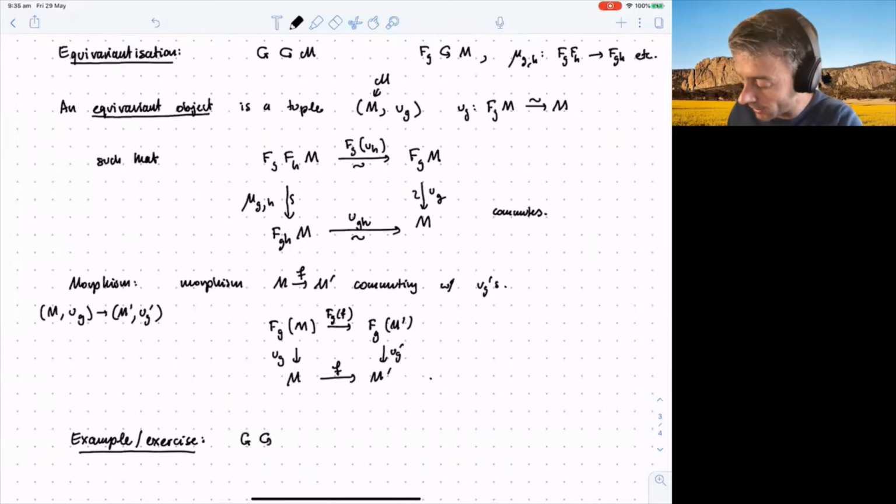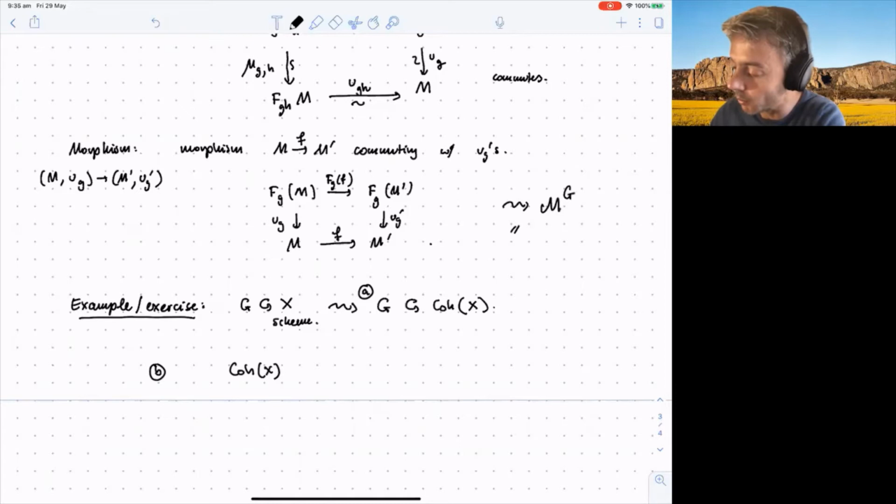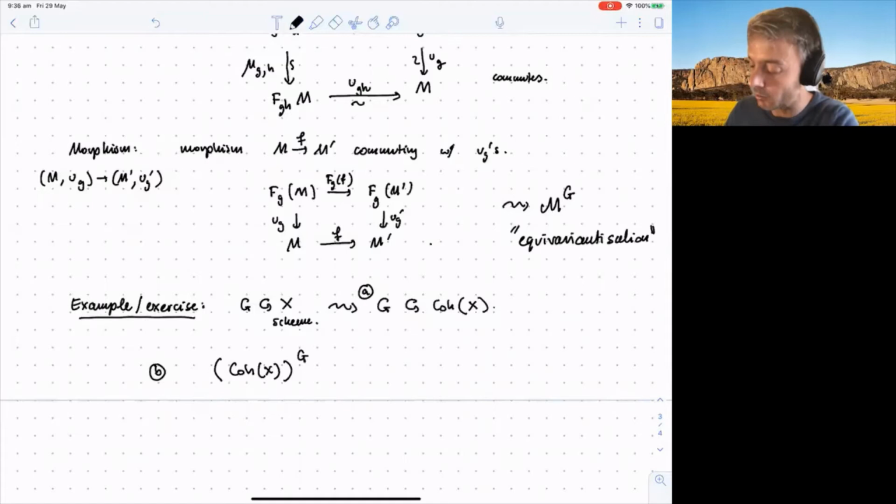Is that if G acts on X, a scheme, then the first very nice exercise, which I should have posed at some earlier point, is that G acts strictly on coherent sheaves on X. And then the second part of the exercise is that if I take coherent sheaves, this gives a category M^G, which is the equivariantization. And if I take the equivariantization of coherent sheaves, I get precisely the G equivariant coherent sheaves.